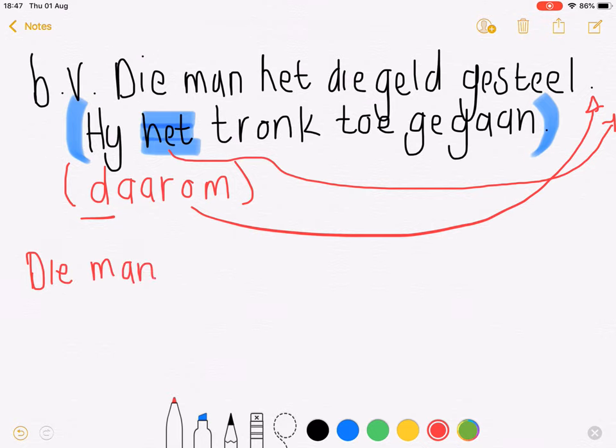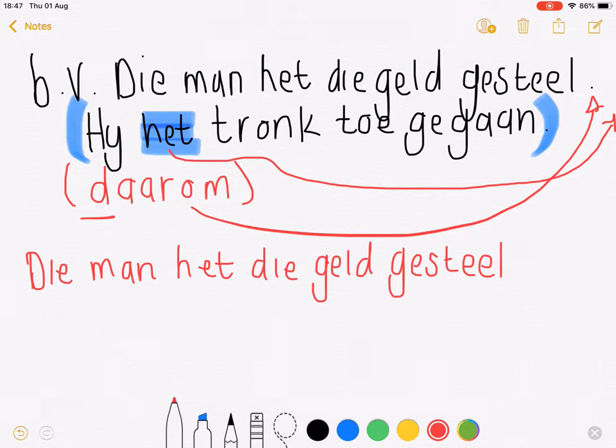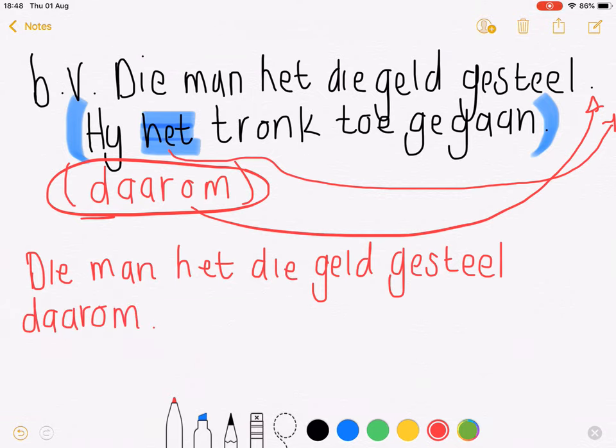Die man het die geld gesteel. Sentence 1 stays the same. Now, we're going to use our conjunction. No capital letters because it is joining another sentence. Daarom, comma. Now comes our verb. Het.